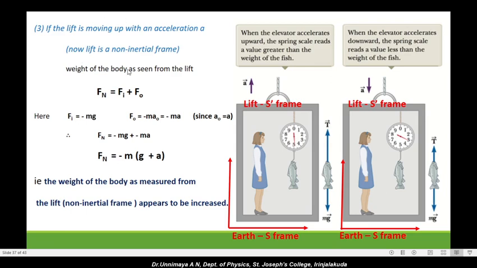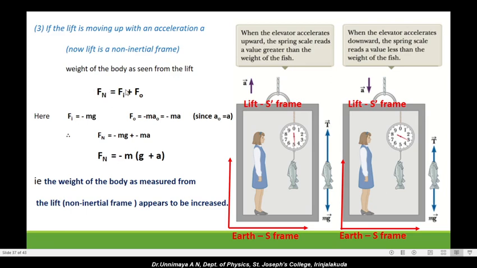Then weight of the body as seen from the lift. ലിഫ്റ്റ് ഇപ്പം എന്താണ്? നോൺ ഇനേർഷ്യൽ ഫ്രെയിം ആണ്. അങ്ങനെയാണെങ്കിൽ എം മാസ് ഉള്ള ബോഡിയുടെ വെയിറ്റ് എന്തായിരിക്കും നമ്മൾ കാൽക്കുലേറ്റ് ചെയ്യാൻ പോവാണ്. ലിഫ്റ്റിലുള്ള വെയിറ്റ് എന്തായിരിക്കും? സോ ദ വെയിറ്റ് ഓഫ് ദ ബോഡി as seen from the lift എന്തായിരിക്കും? ലിഫ്റ്റ് ആണ് നമ്മളുടെ നോൺ ഇനേർഷ്യൽ ഫ്രെയിം. സോ Fn is equal to, this is the force acting on the body measured in the non-inertial frame. So this is the force measured in the lift. ലിഫ്റ്റിൽ മെഷർ ചെയ്യുന്ന ഫോഴ്സ് ആണ് Fn. കാരണം ലിഫ്റ്റ് ആണ് നമ്മളുടെ നോൺ ഇനേർഷ്യൽ ഫ്രെയിം.